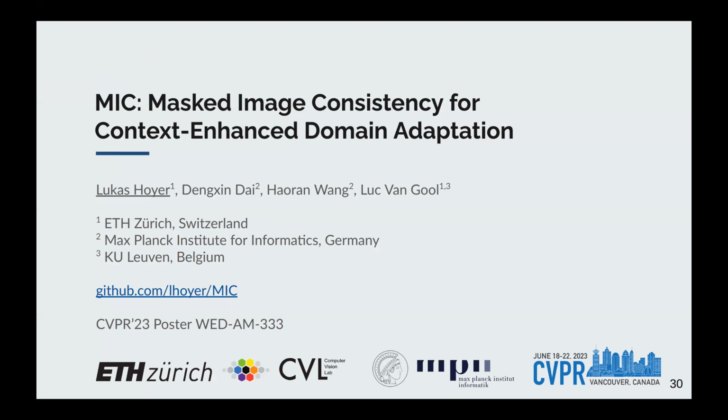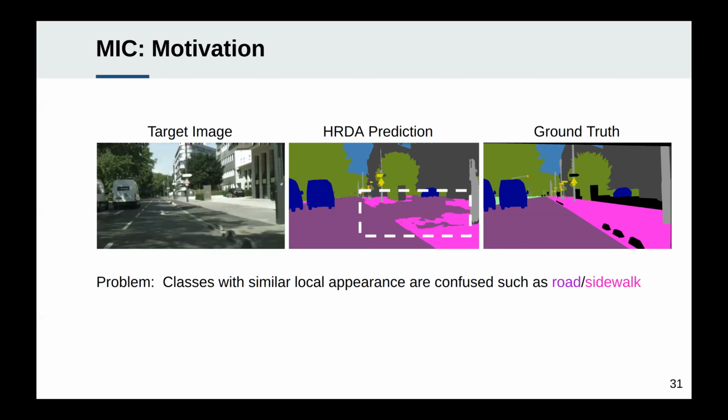With that, I want to continue to the third part of the presentation, which basically shows the importance of masked image consistency for context-enhanced domain adaptation. This is a CVPR 23 paper, so if you want to get more information, also feel free to visit at the poster session on Wednesday, but you get a nice preview here.